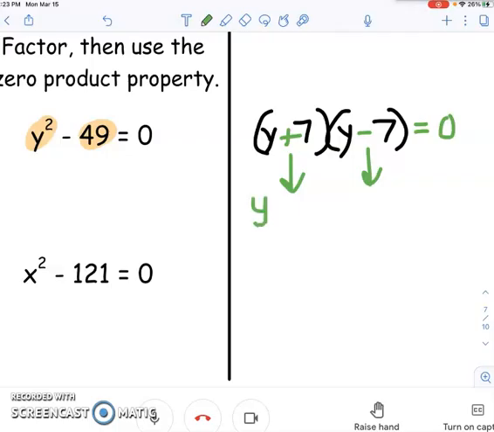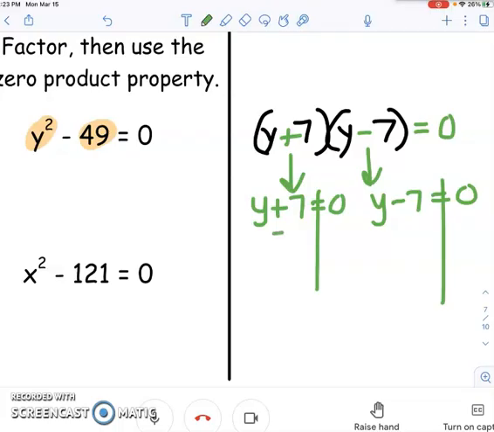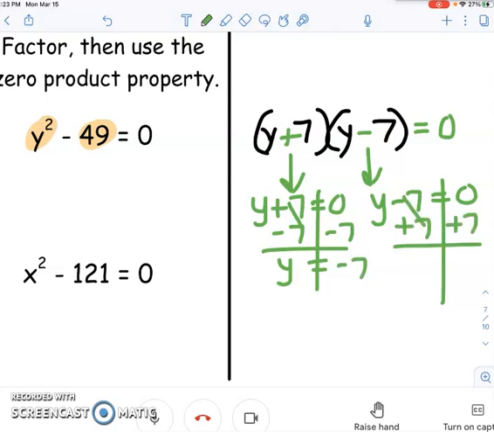So now if you set these each equal to 0, what you'll notice is that it just flips the signs. We've worked with this before. So this first one is -7, and then the second one ends up being +7, like that.